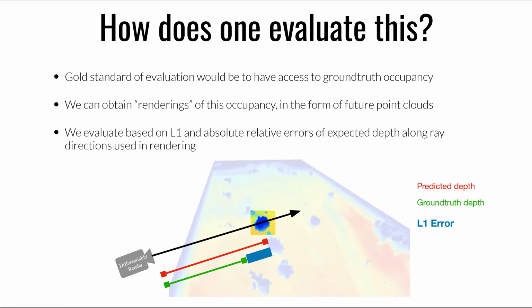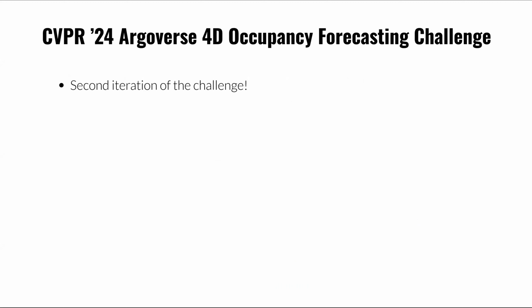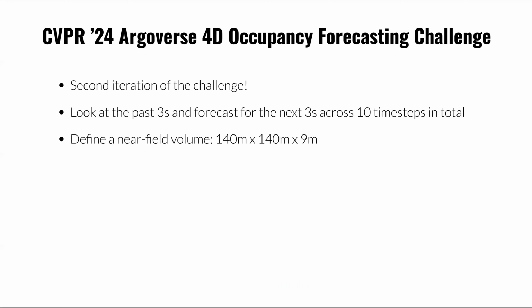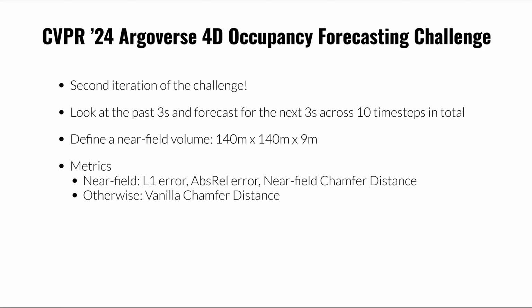our primary evaluation metrics. So for the second iteration of this challenge, similar to last year, we allowed methods to look at the past 3 seconds of data and ask them to forecast the next 3 seconds. And we defined a bounded volume called the near field volume within which all the metrics were computed. Traditionally, chamfer distance is also used for evaluating point cloud forecasting. So we compute that inside the near field volume and then also on the unbounded point cloud.